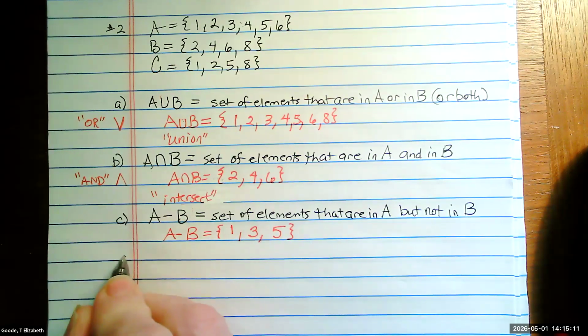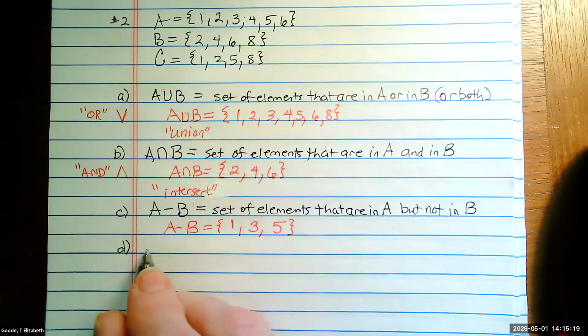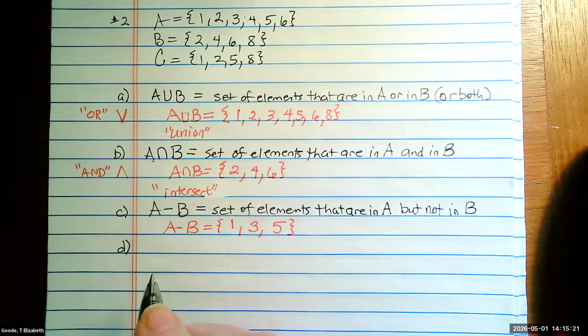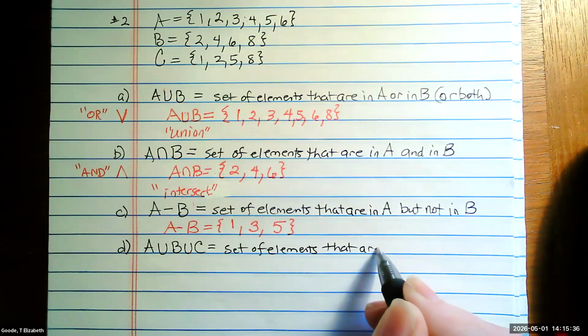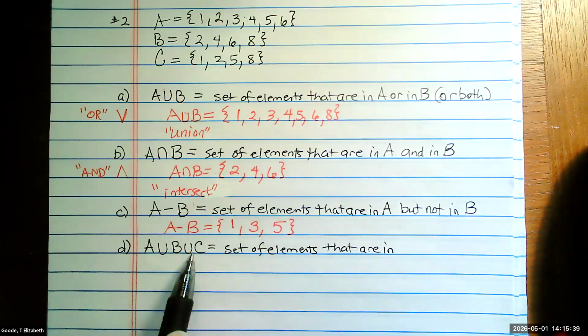All right, how about D? D is going to be A union B union C. Just no parentheses. We don't need any. It's just A union B union C. So this is the set of elements that are in, are you sure it's union and not intersection? Yep, it's both unions. However, E is going to be A intersect B intersect C.